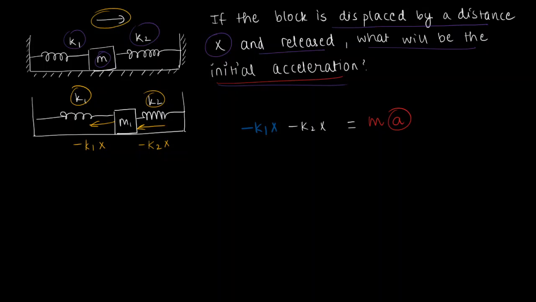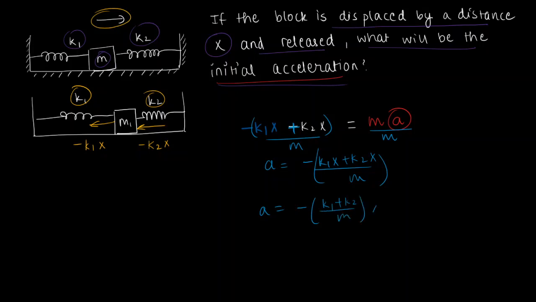So for now, what you can do is take the negative common, and so you get this. And to get the acceleration, you can just divide both sides by m, and you would arrive at acceleration being equal to negative of k1x plus k2x over m. Even better, you can take x common out, and so you would arrive at a being equal to negative of k1 plus k2 over m times x.